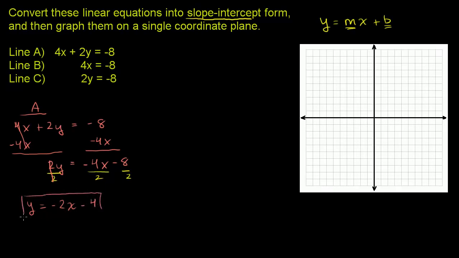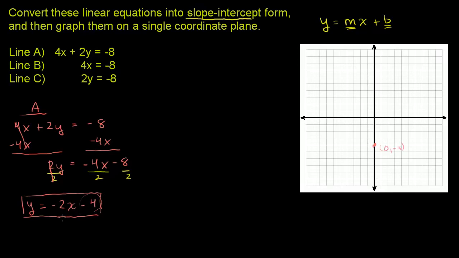And let me graph it right now. So line A, its y-intercept is -4. So the point 0, -4 is on this graph. If x is equal to 0, y is going to be equal to -4. You could just substitute that in. So 0, 1, 2, 3, 4. That's the point 0, -4. That's the y-intercept for line A.